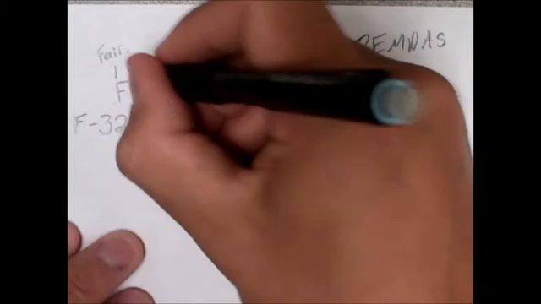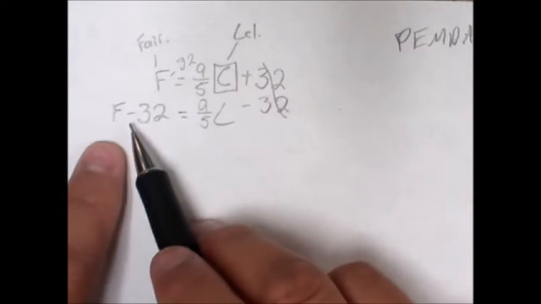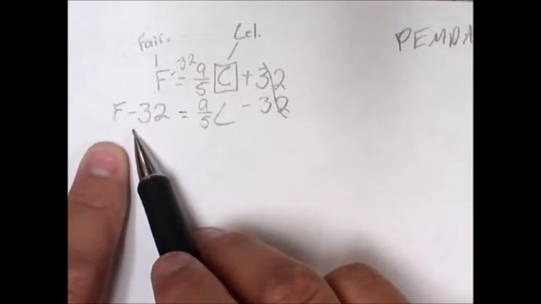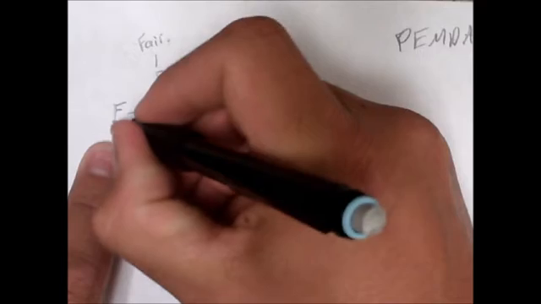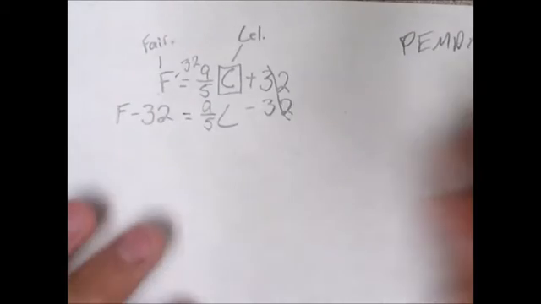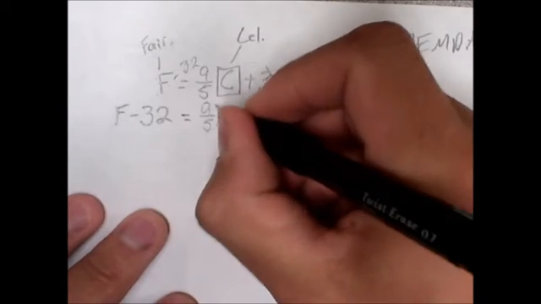Oh, sorry, I didn't write that on this side. So I subtracted 32 on both sides. I literally didn't have to do the subtraction, I just wrote it down. Okay? This is just knowing your steps. Alright, so now I'm still trying to isolate my C.